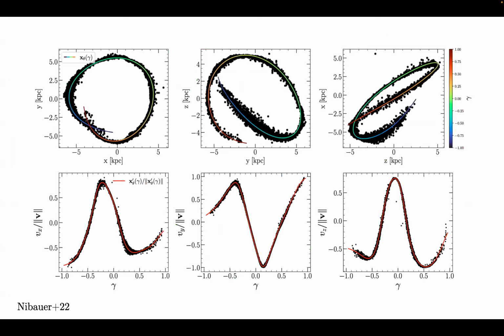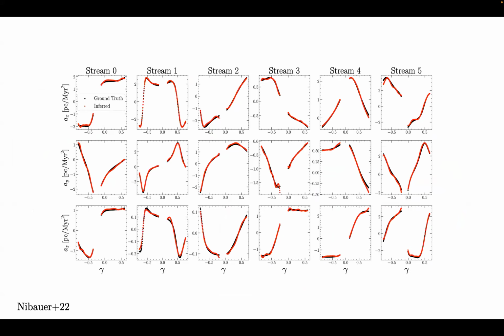So we've done this pretty extensively on simulations and known potentials, but we don't tell the model the potential, of course. So this is an example fit. Doing it for 6 streams, the output that you get out is something like this, where the x-axis here is that gamma parameter, angle along the stream, and then the y-axis are the 3 acceleration components. So black is the correct answer and red is what you get from this approach.